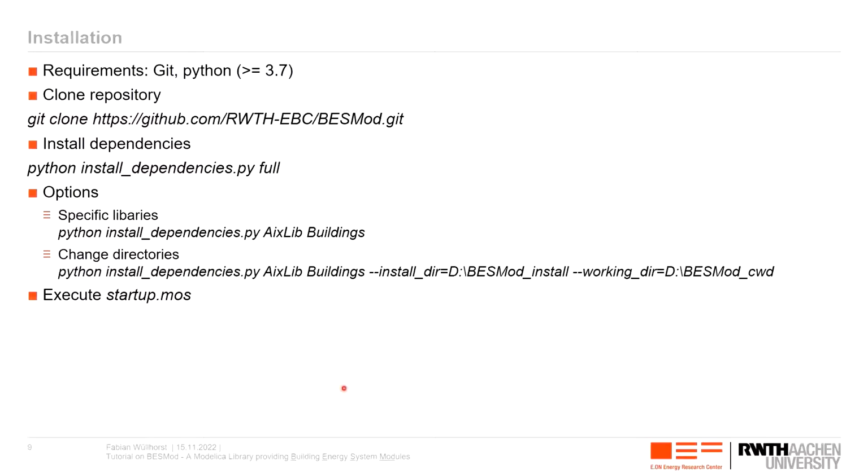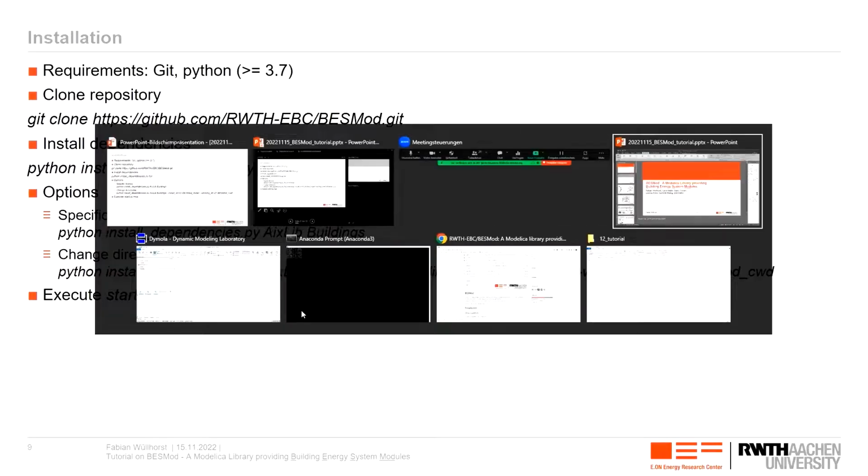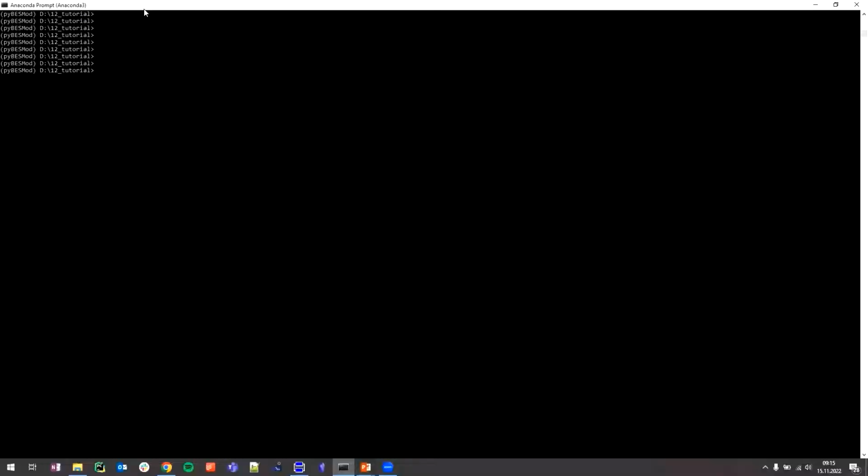And you can also specify further options like where these libraries are installed and where you are going to work and save your simulation results. And afterwards, you can just double-click the startup MOS script, which is generated. And I will quickly show this and go to a prompt. I hope that you should still see the screen.